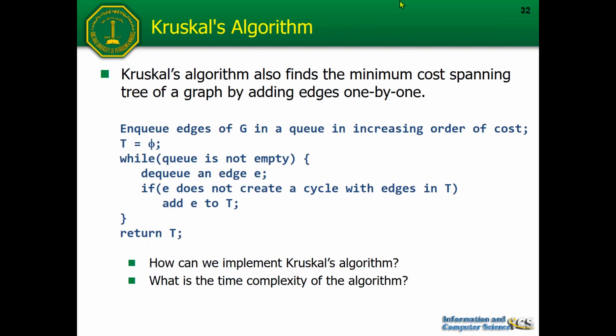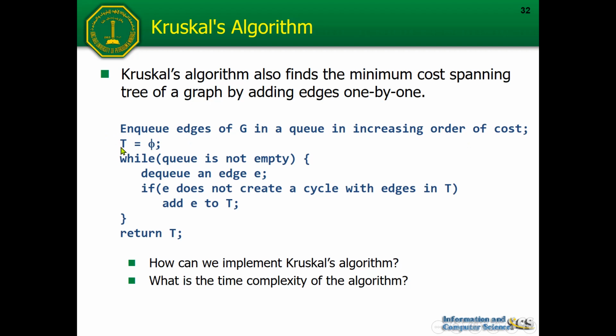Okay, now the second algorithm, Kruskal's algorithm, can also be used to find the corresponding minimum cost spanning tree for the graph. Okay, so this is the algorithm. So the Kruskal algorithm will find the minimum cost spanning tree of a graph by adding edges one by one. Okay, so the algorithm will just enqueue the edges of G in a queue in increasing order of the cost.